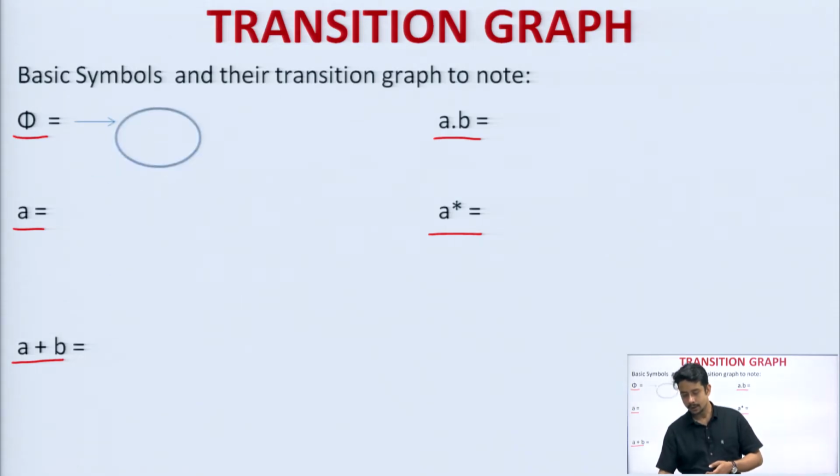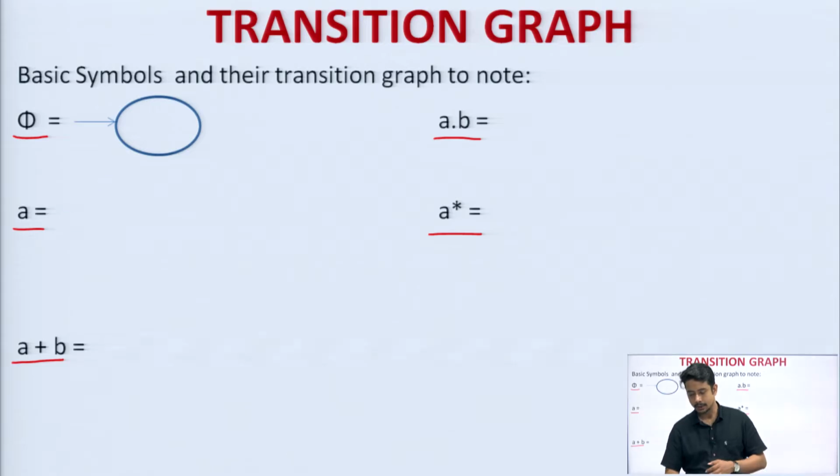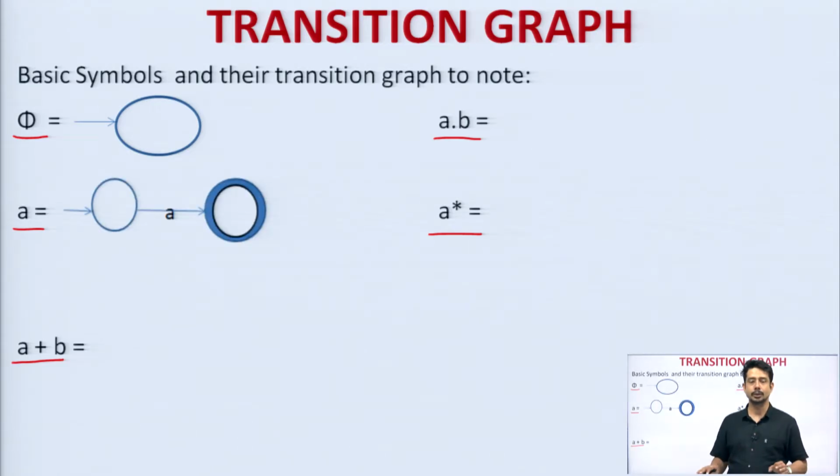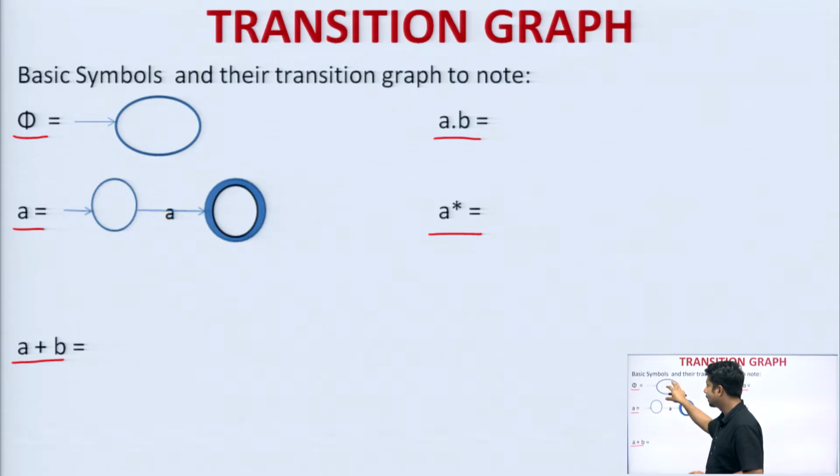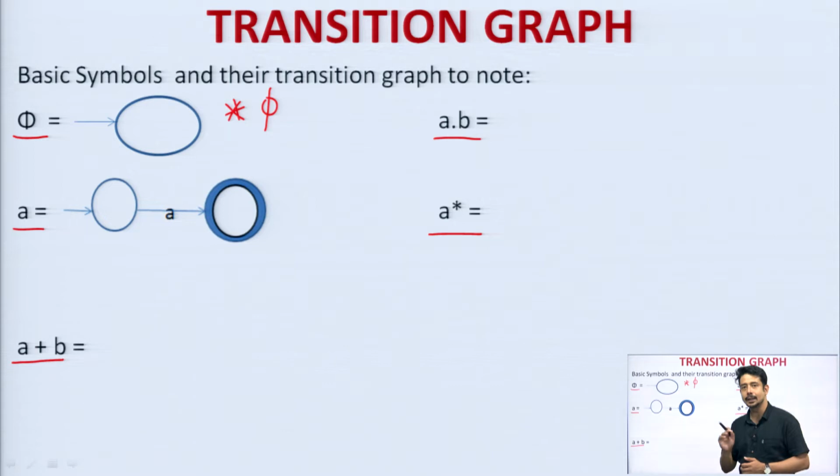If we talk about phi, there is only a single state, and there is no final state. It is a single state, no input symbol, nothing. Whatever this automata is generating, it is generating nothing, null and void, correct. Therefore, this is the general representation for phi. Next comes single a. If we talk about a as a string, then it will start from the initial state and reach a final state. So, this is how a can be represented.